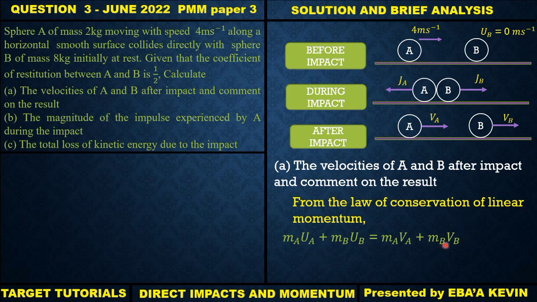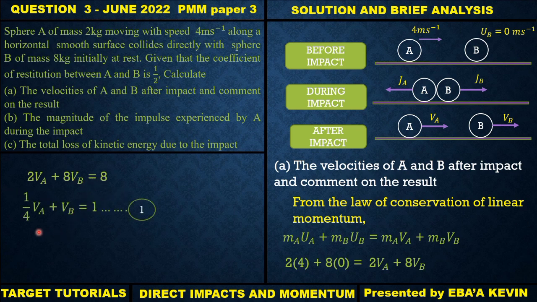Since we already know the mass of A, the mass of B, the speed of A before impact, which is 4 meters per second, and the speed of B before impact, which is 0 meters per second, since sphere B was initially at rest. Replacing those values, we get 2 times 4 plus 8 times 0 equals 2VA plus 8VB. Simplifying, we obtain 2VA plus 8VB equals 8. Dividing both sides by 8, we obtain 1 quarter VA plus VB equals 1. Let us call this our equation 1.